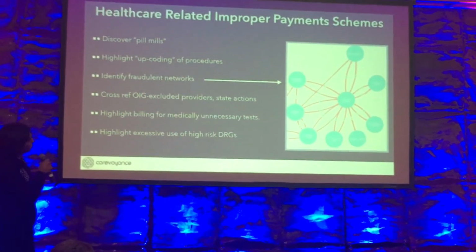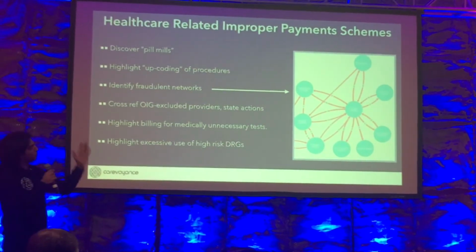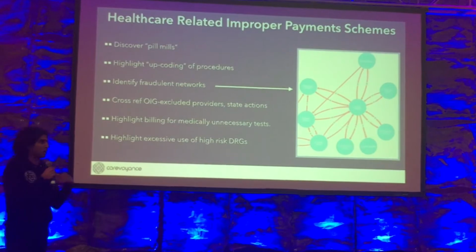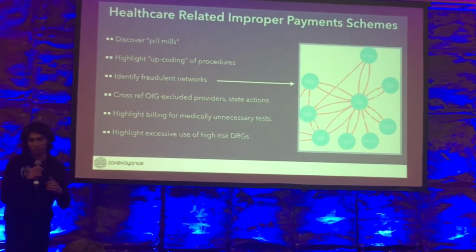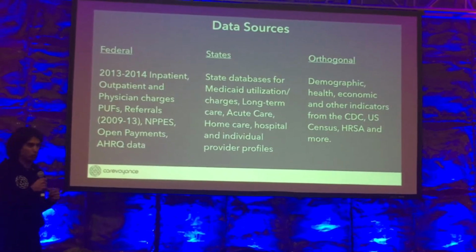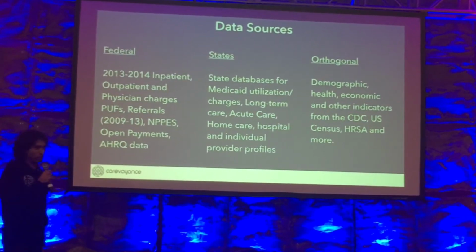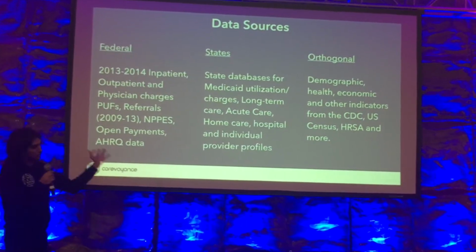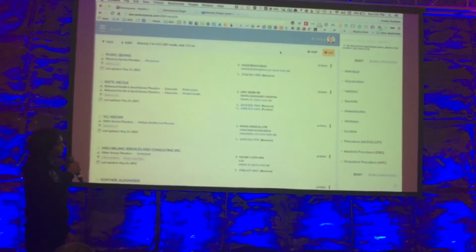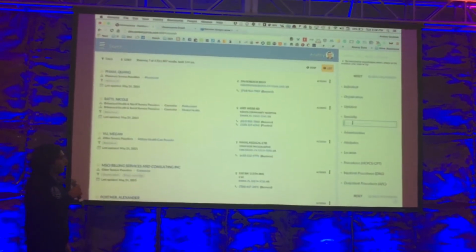A couple of things real quick. These are some improper payment schemes that occur: upcoding, pill mills, fraudulent networks, exclusions, etc. This is available online, so we want to spend most of the time showing you the application live. We get data sources from a bunch of different places: federal, state, the web, etc. So without further ado, here is Carevoyance.